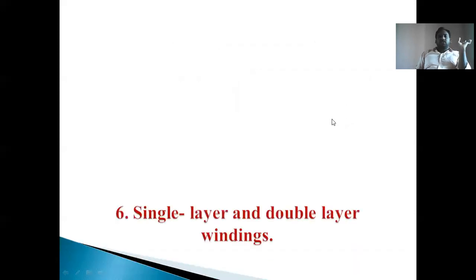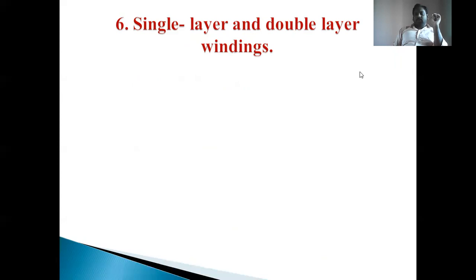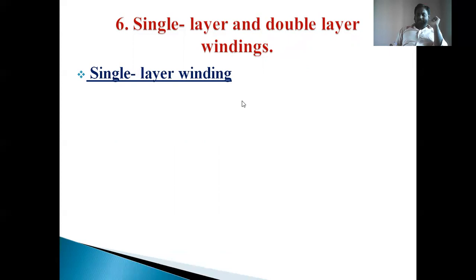Next, single layer and double layer windings. In the armature windings, the types of windings are again classified as single layer and double layer windings. So what is meant by single layer winding? First, in the armature circuit, the winding is provided on the slots of the armature. The armature has slots, as we already discussed in the salient pole type rotor and round rotor.